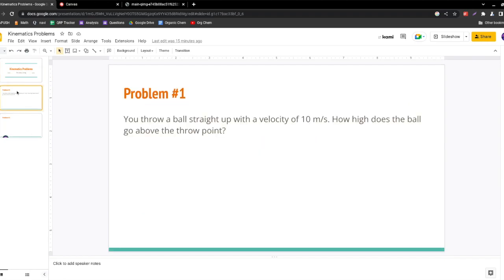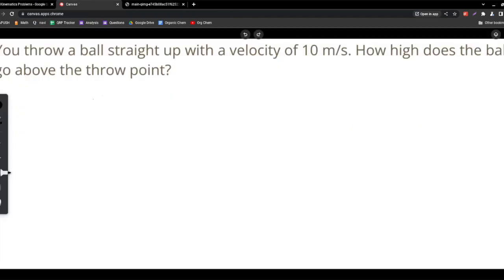Either way, today's problem: you throw a ball straight up with a velocity of 10 meters per second. How high does the ball go above the throw point? For these kinds of questions, it might be helpful to draw a visual representation of what happened. Say that this is you, and then you throw a ball from this point, which we shall call x equals 0. Throw it up, and it reaches the highest point before coming back down.